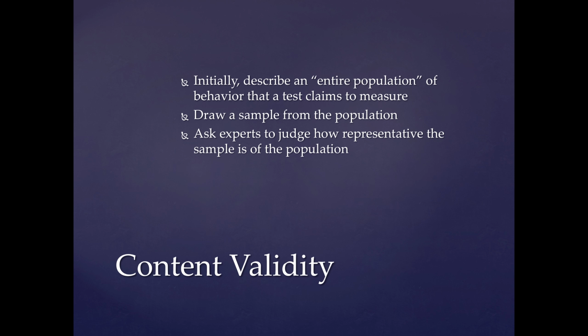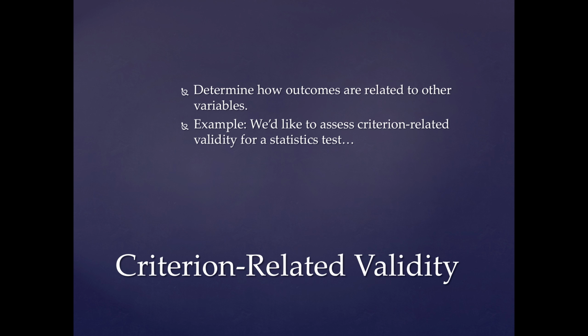Now, on the other hand, criterion-related validity determines how the outcomes on a test are related to other things. I'm going to run through some different types of validity, but as an example, since I teach statistics, let's say we'd like to assess criterion-related validity for a statistics test. So let's just go through each part of the validity issues and talk about how we may implement that.